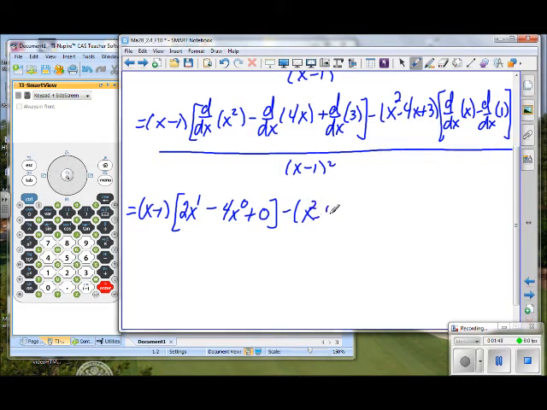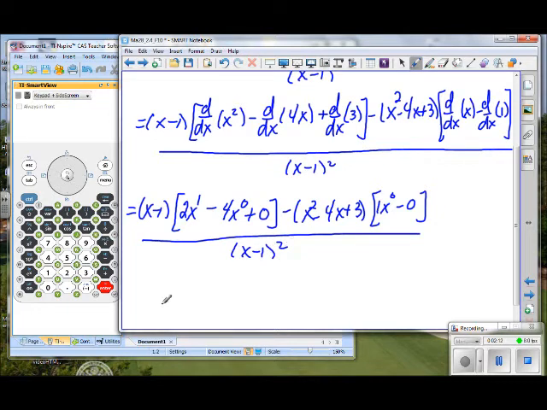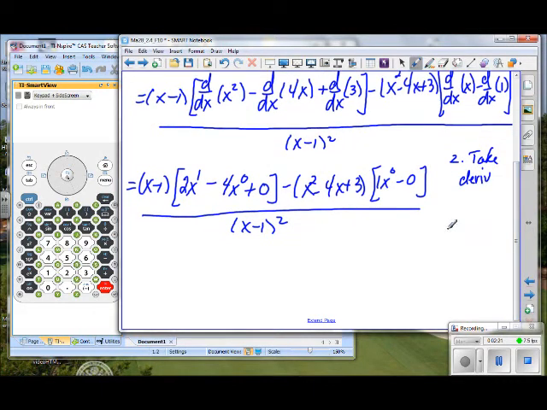squared minus 4x plus 3 times the derivative of x. So we have 1 times our leading coefficient x, and then we would subtract 1 from the exponent, giving us x to the 0, minus the derivative of a constant is 0. All of that divided by x minus 1 quantity squared. So this is step number 2, where we actually take the derivatives. And again, you then need to show at least 2 algebra steps.